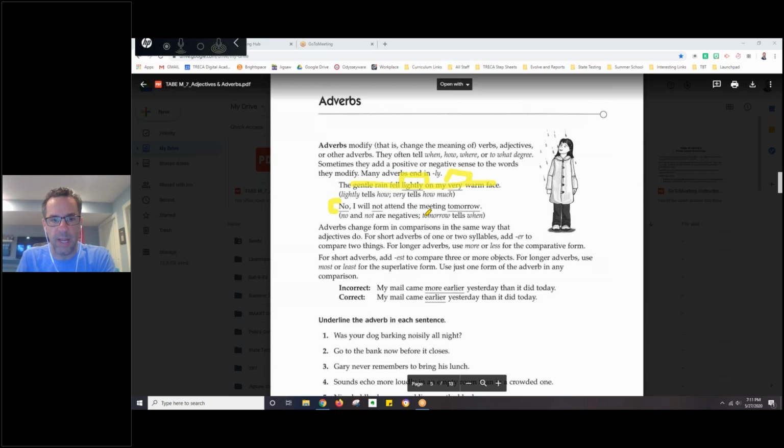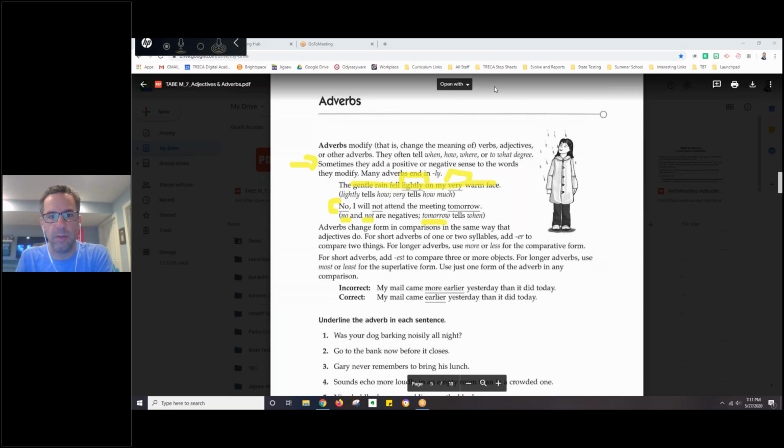No, I will not attend the meeting tomorrow. No and not are negative. Those are adverbs. And tomorrow tells when. It says here, sometimes they add a positive or negative sense to the words that they modify. So no and not are negatives. Those would be adverbs. And then tomorrow tells when. So when is the meeting? The meeting is tomorrow.